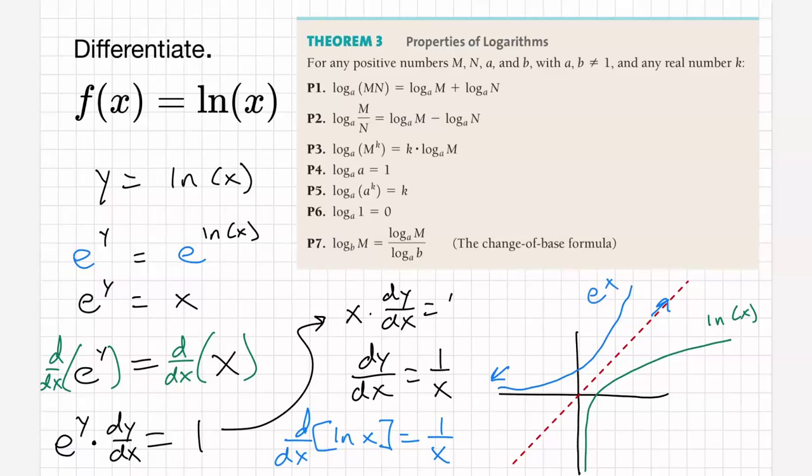What you'll find, though, is that the domain of this is 0 to infinity, where the range is all real numbers. So when I differentiate it, are we okay with dividing by x? Yeah, we're okay with dividing by x because the domain doesn't include 0. It's an open interval that starts at 0 but doesn't include 0.